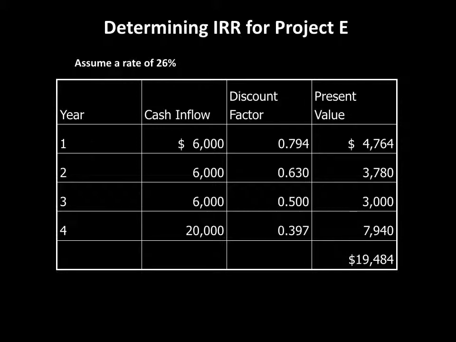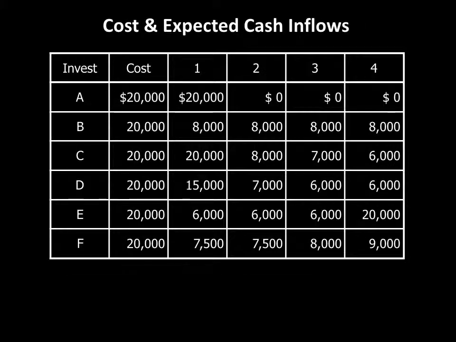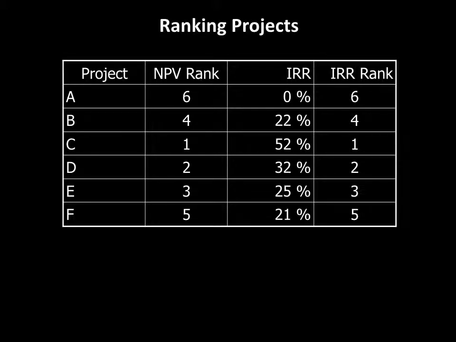So therefore, we would accept the project. So you can go through and do the same exercise for all 6 of the projects, A through F, and in doing so, you can develop an internal rate of return for each one. As you can see, E is 25%, B 22, C, which had the greatest amount of cash flows in the forecast, had a higher IRR than any of them, and only A had a negative or a zero internal rate of return, and that coincided also that it had a negative net present value.